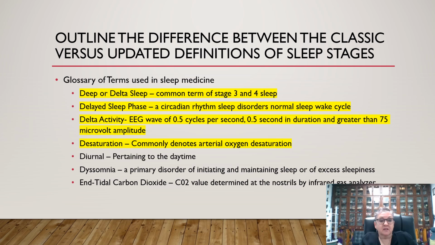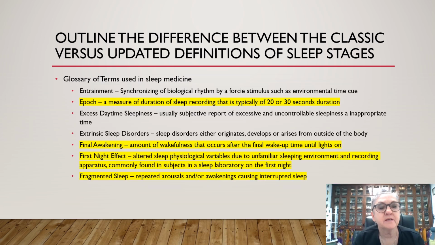Delta activity is the EEG wave of 0.5 cycles per second to 0.5 seconds in duration and greater than 75 microvolts. And desaturation commonly denotes arterial oxygen desaturation. More terms for us. Epoch is a measure of duration of sleep recording that is typically 20 to 30 seconds in duration. The final awakening is an amount of wakefulness that occurs after final wake-up time and until lights on.